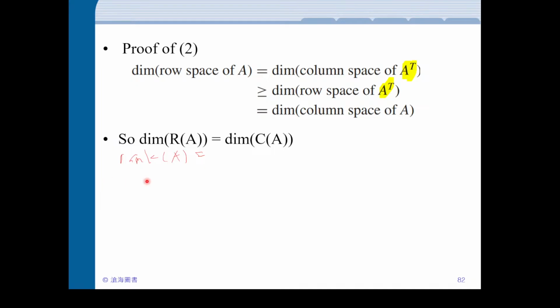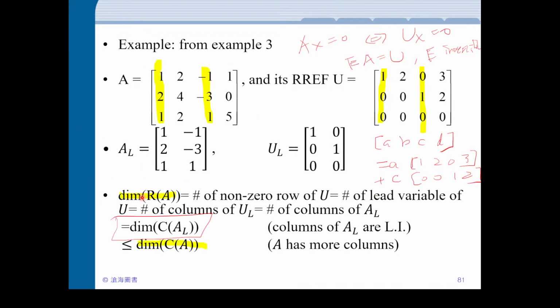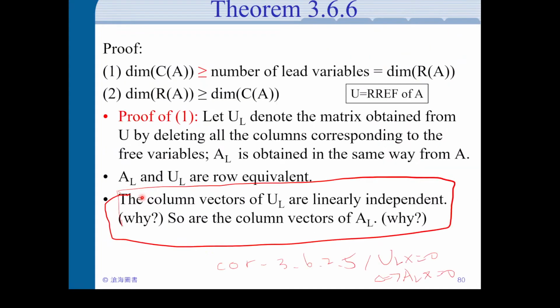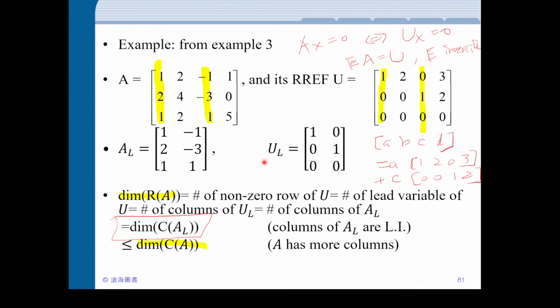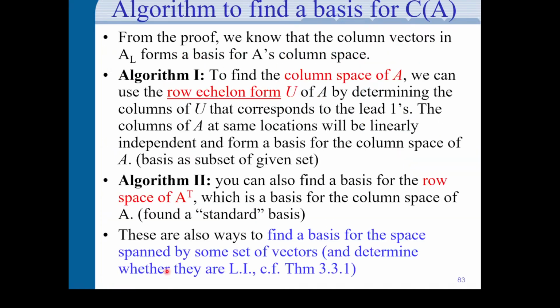And from this theorem, we not only prove this, but this AL and UL restriction also gives us a nice algorithm. So this also gives us an algorithm to find the basis of the column space of A. And so this is kind of why we needed to make this, I think, a harder proof.